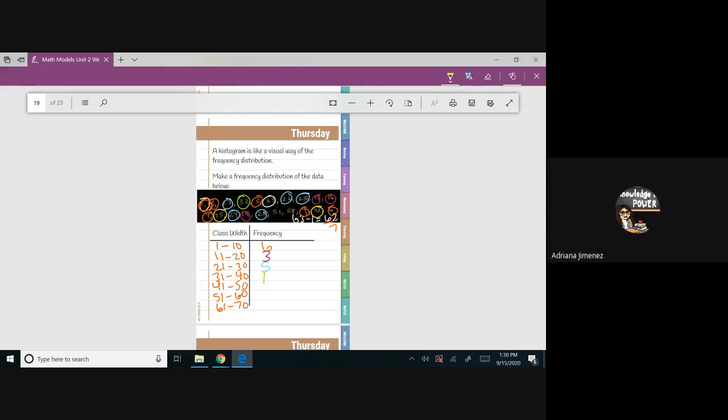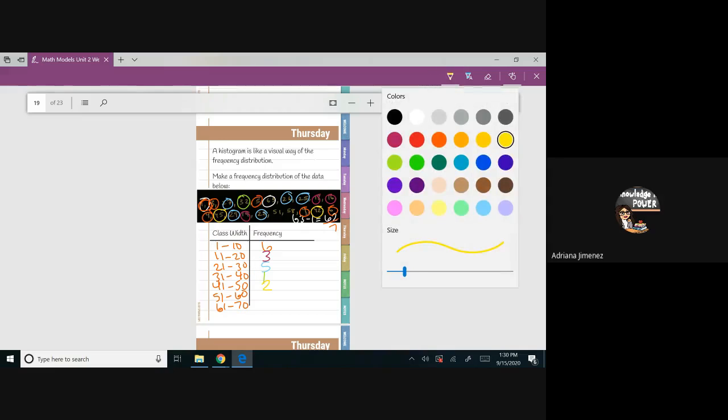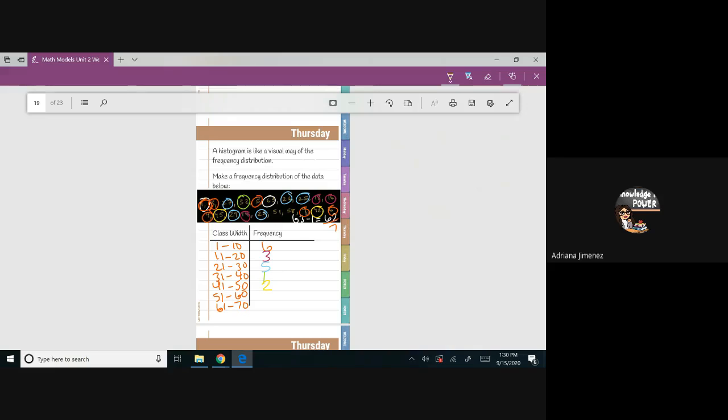42 and 45. That's 2. 51. Wait a minute, why did I? Oh, that's 63. Okay. My bad, I'm over here confusing myself. All right. Let's do 51 to 60. So we have 51 and 58, so that's 2. And then for 61 through 70, we only had that 63. So that's it. That's our frequency table.